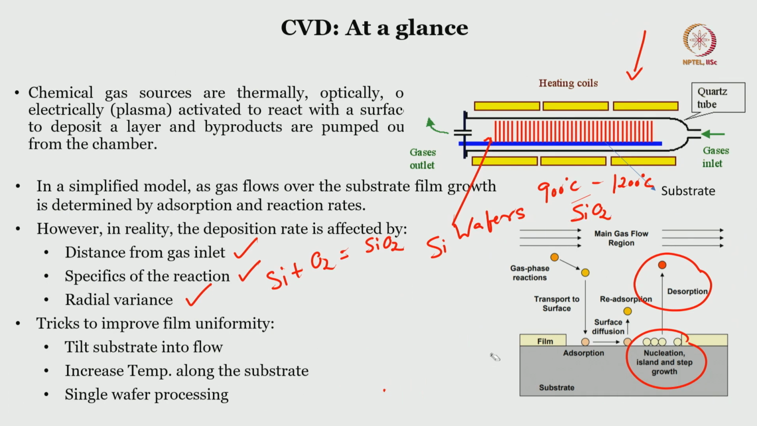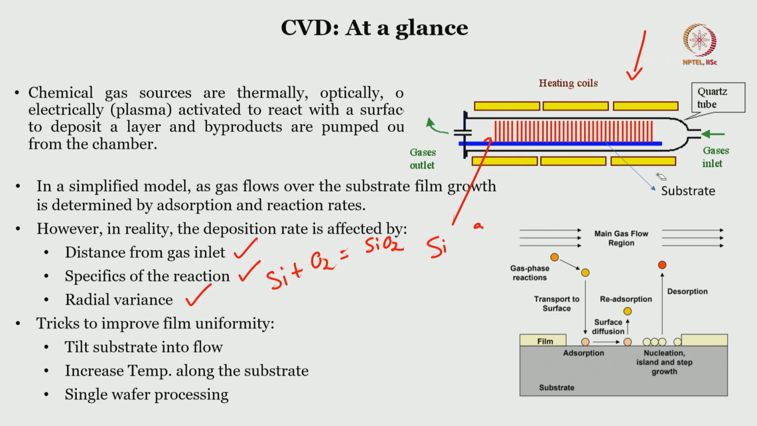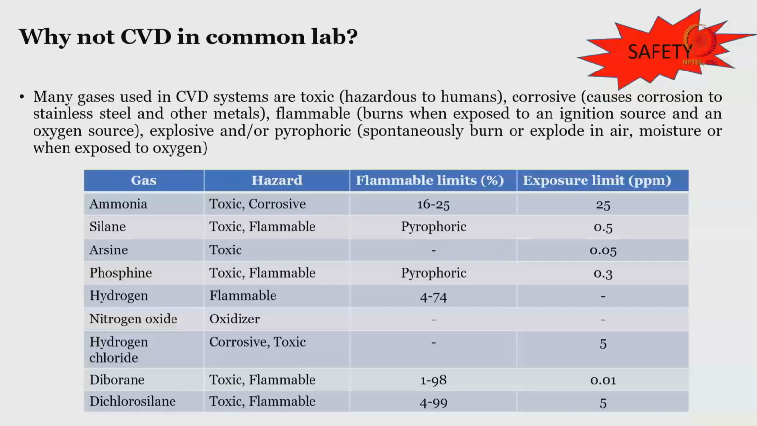The last thing is the tricks to improve uniformity. When I say let us tilt the substrate, that is what I meant: when you tilt the substrate, the uniformity improves, not really the rate of deposition. So that all the substrates within the CVD will be uniformly coated. Okay. So, one is you tilt the substrate in the flow like I have just drawn, then increase temperature along the substrate, and use single wafer processing. If a single wafer is there, no issue, but if multiple wafers are there, then you need to make sure that all the wafers are uniformly coated with the material of our choice.